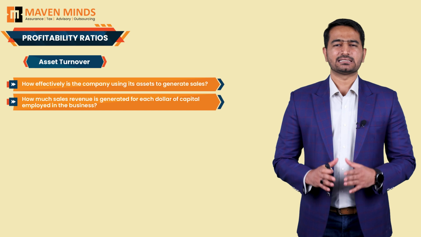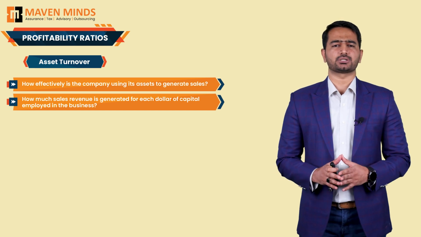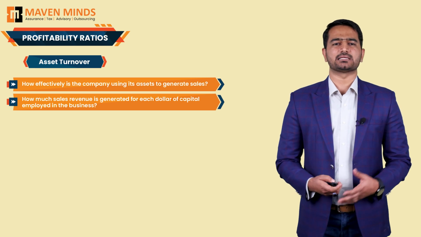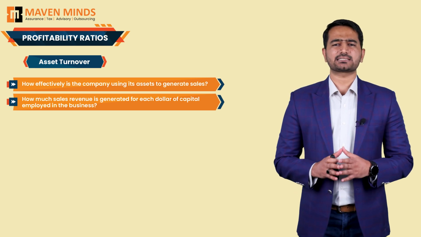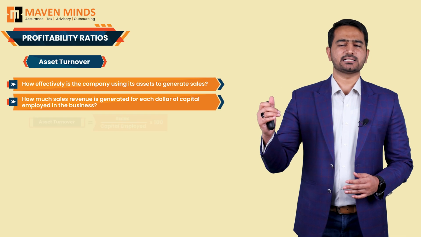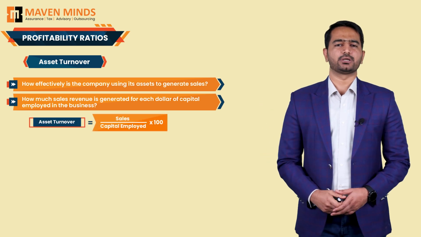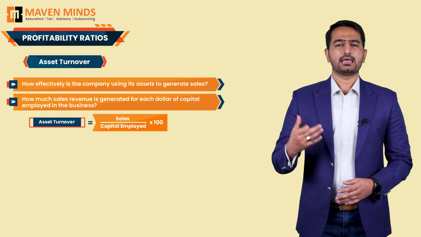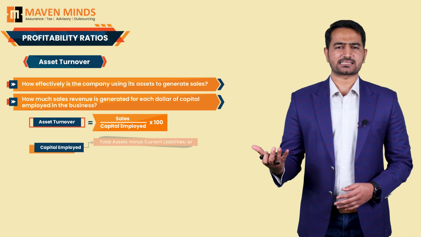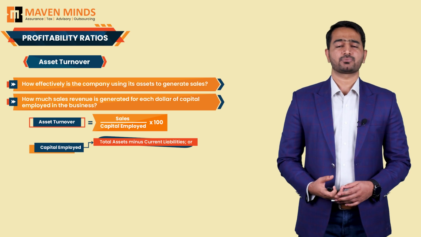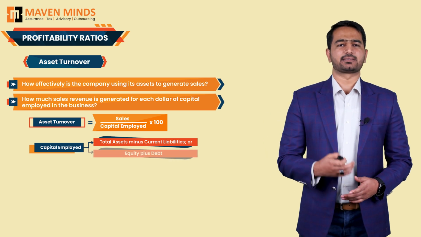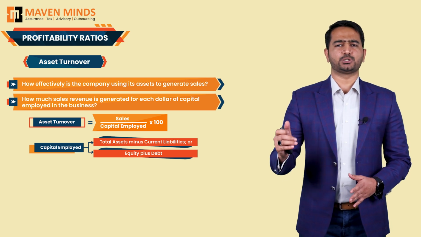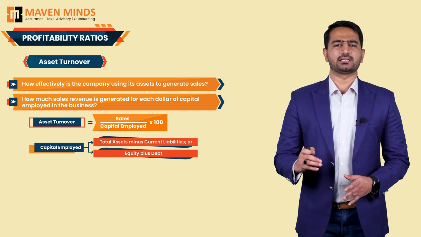In simple terms, this ratio helps answer the question, how effectively is the company using its assets to generate sales? Asset turnover is calculated by dividing the sales by the amount of capital employed. Here, sales is the total revenue of the company and the capital employed is the total assets minus current liabilities, or equity plus debt. Sometimes asset turnover is also calculated using total assets instead of capital employed.